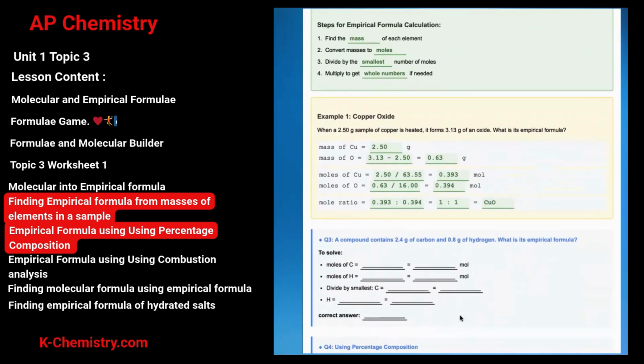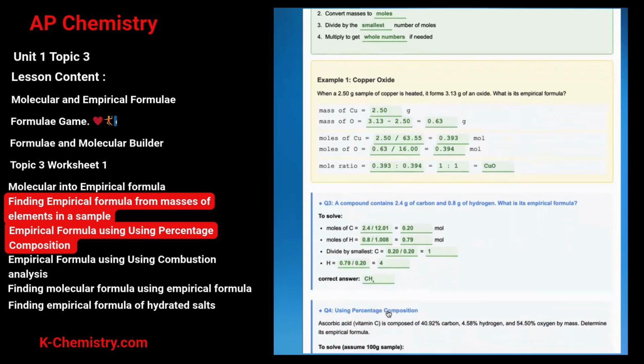I have another compound made from carbon and hydrogen. What is its empirical formula? I have the mass of carbon as 2.4, so I can get its moles by dividing the mass over the molar mass. I will get the moles as 0.20. For hydrogen, 0.8 over its molar mass, which is 1.008, I'll get its moles as 0.79. So divide both of them by 0.20. If you divide carbon by 0.20, you will get 1 atom, and for hydrogen, 0.79 divided by the smallest, I will get 4. So 1 atom of carbon for every 4 atoms of hydrogen. This means that the formula is CH4.